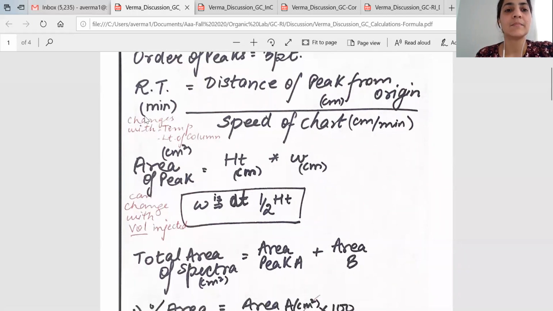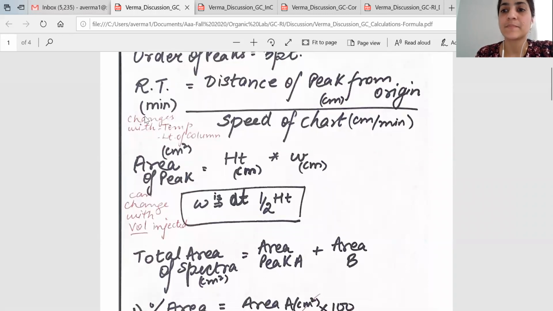The next formula belongs to retention times, abbreviated as RT. This is calculated as the distance of the peak from the origin and has to be measured in centimeters. This is also divided by the speed of chart. Now, the speed of the chart can be given to you in the question itself or on the graph. So you will have to look carefully.